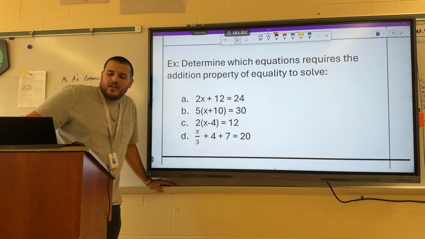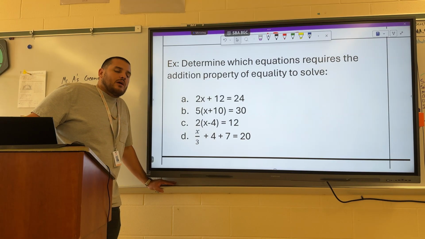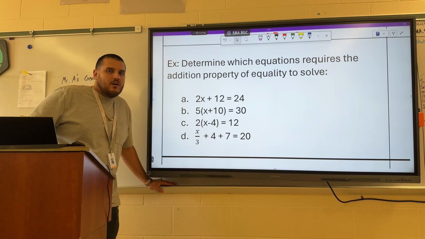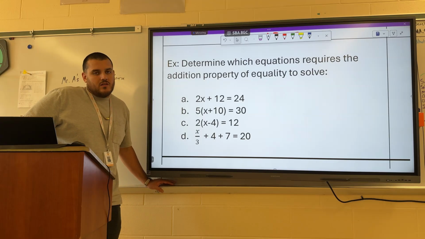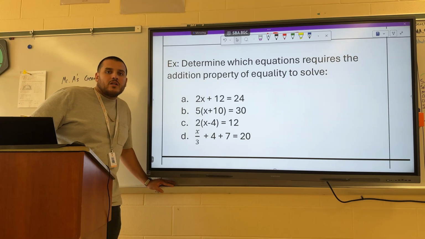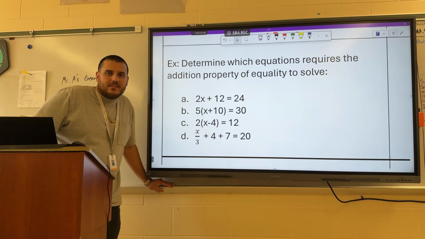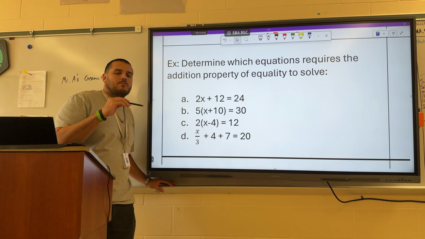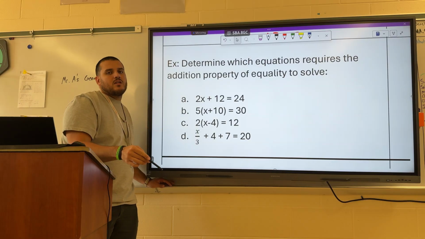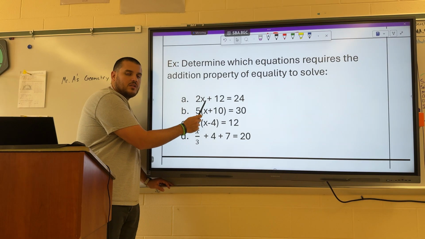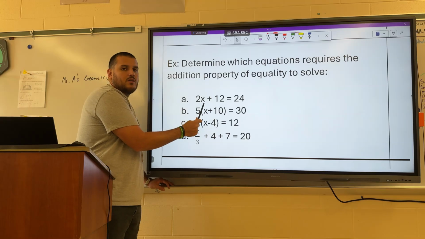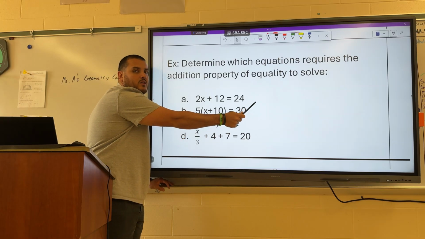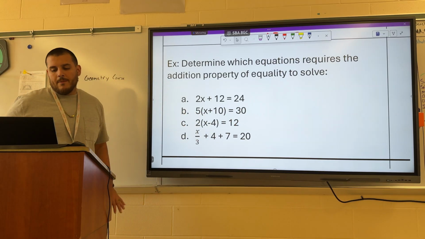Our first example here is asking us to spot the equation that would require the addition property of equality in order to solve. Now what we don't want to do is just look at equations that have plus signs in them. Because remember, the addition property of equality is when we add the same number to both sides of the equal sign. So just because there's a plus 12 here doesn't mean the addition property is involved, because there's not also a plus 12 on this side of the equal sign.